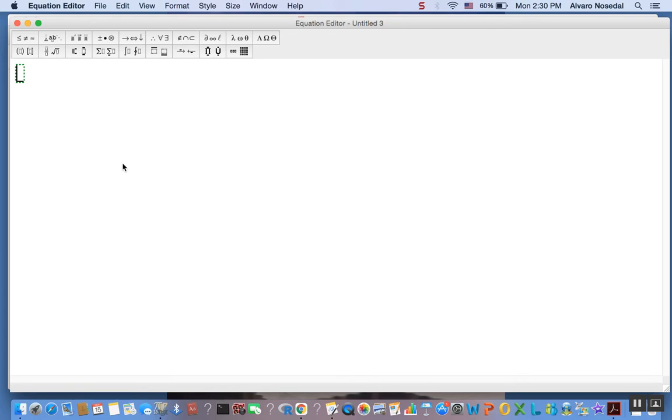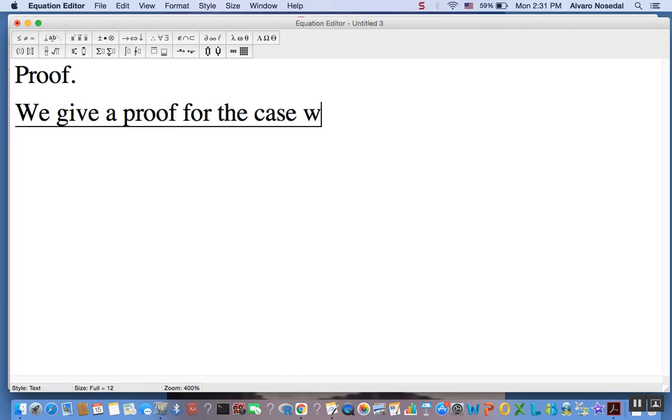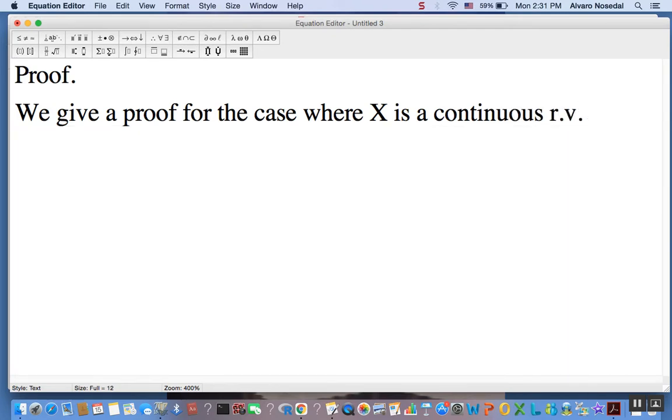So, proof. First, let me say that we're going to give a proof for the case where X is a continuous random variable with probability density f of x, say. Okay, nice.